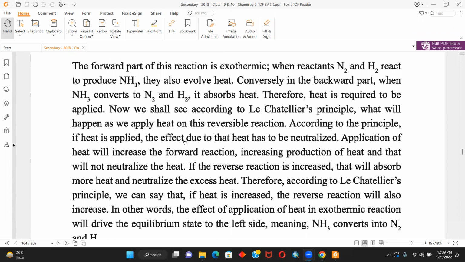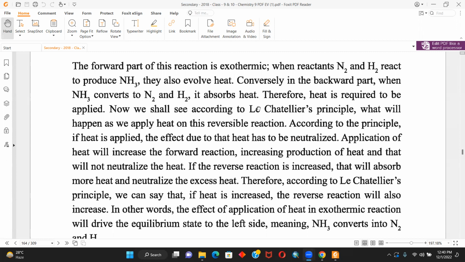According to the principle, if heat is applied, the effect due to that heat has to be neutralized. This is a very important point. How will it be neutralized? Say for instance, if I apply 5 Newton force to the right, it will be neutralized by applying 5 Newton force on the left side as well. That is how it will be neutralized. This is how we can understand this.